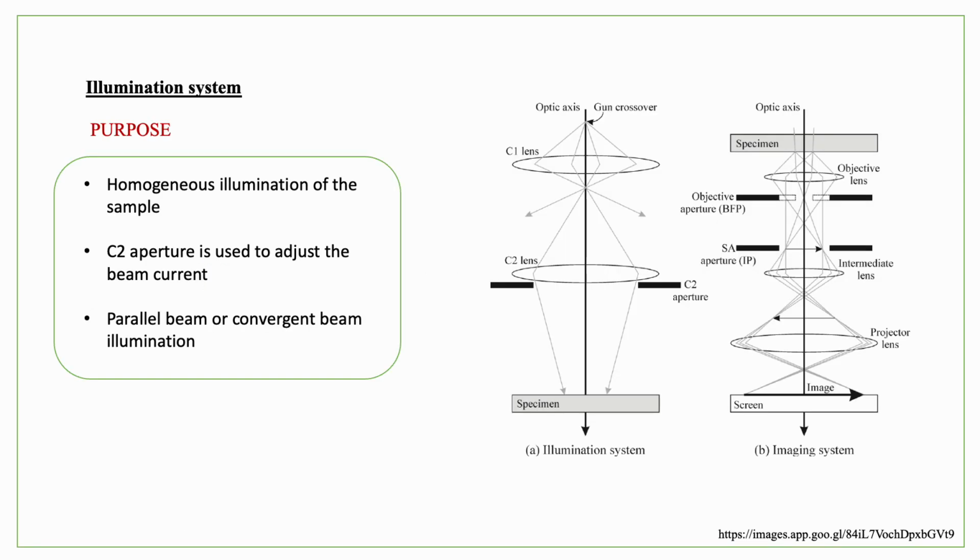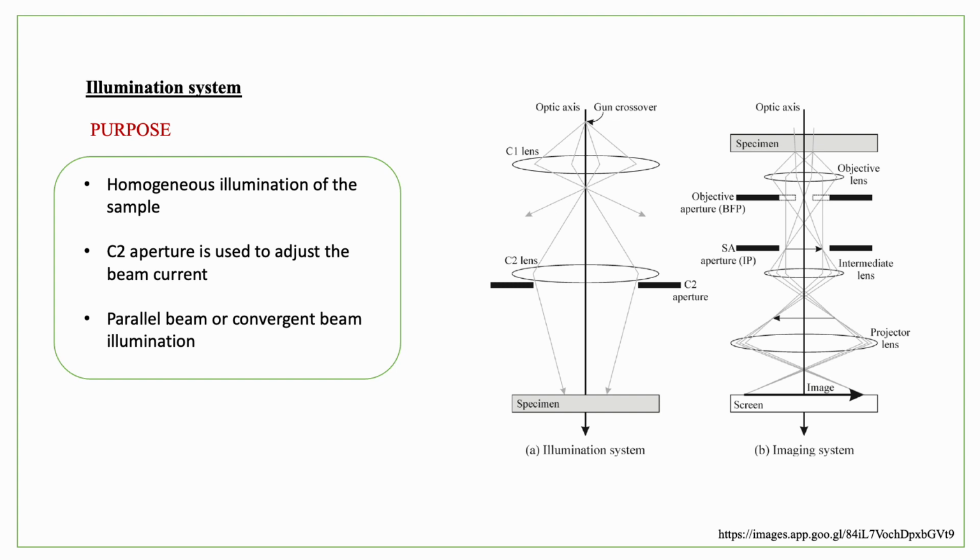Let's discuss the illumination system. What is its purpose? In this figure A, the illumination system, the electron beam passes through the C1 lens and then the C2 lens, and then through this aperture and falls onto the specimen. Here we want to illuminate the sample homogeneously, and the C2 aperture is used to adjust the beam current. We do not want to damage our specimen, so the intensity of the beam can be controlled using this aperture.